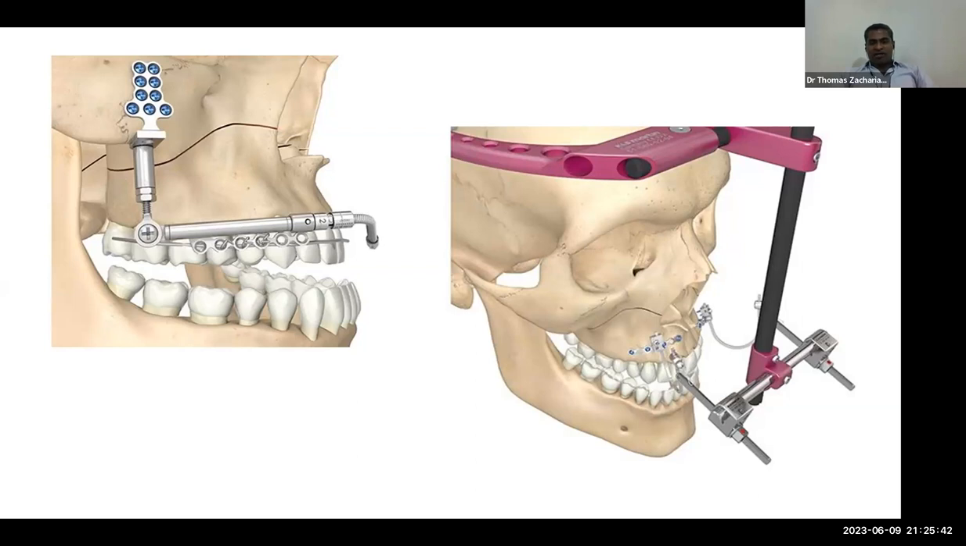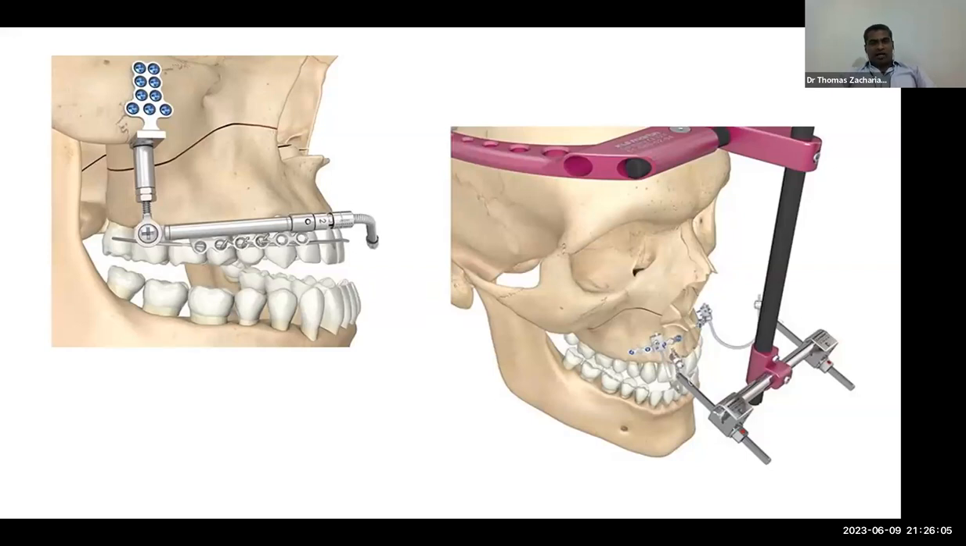The second is your commonly known distractor called RED or rigid external distractor. Here again, it is an external device. The distractor device is external. Only the pins or the bone plates are anchored to the osteotomized segments, and you can actually adjust the vector in this case. You can bring the maxilla forward as well as downwards.